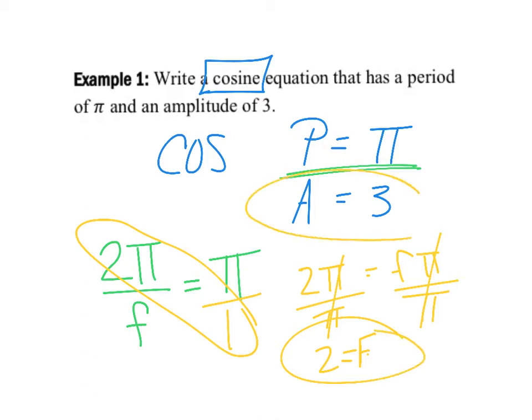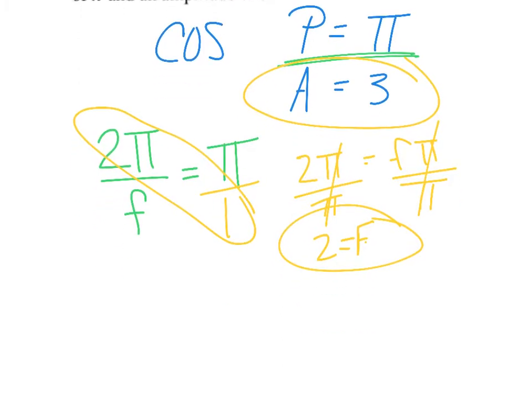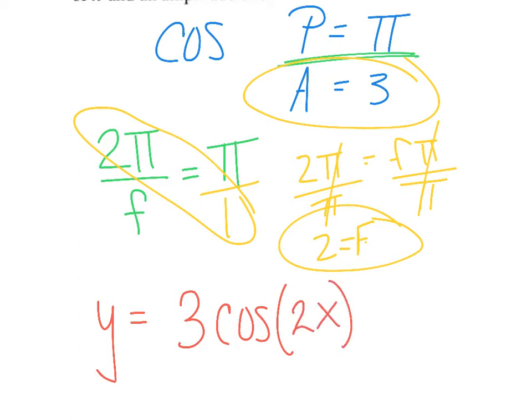And my amplitude is 3, and that gives me enough information to go ahead and write this function out. So I'm going to say y equals, amplitude is, what did we say, 3. It's the cosine of, frequency is 2, x. Now this is just one example. I could put a vertical shift on the end, a phase shift. It didn't ask for that, so I'm not going to, but this is one perfect example of a cosine function with an amplitude of 3 and a period of pi.